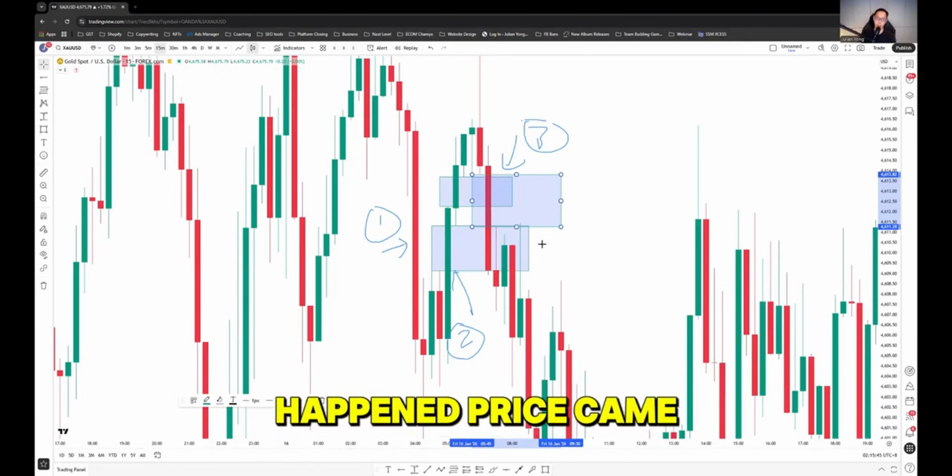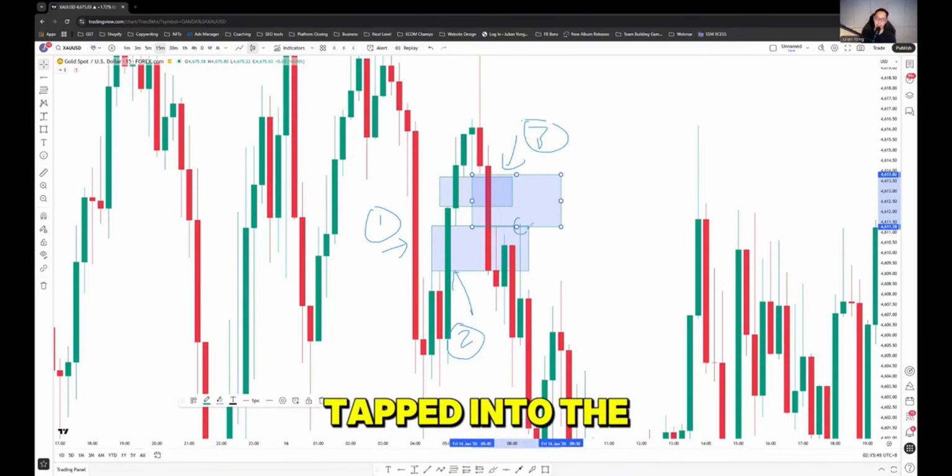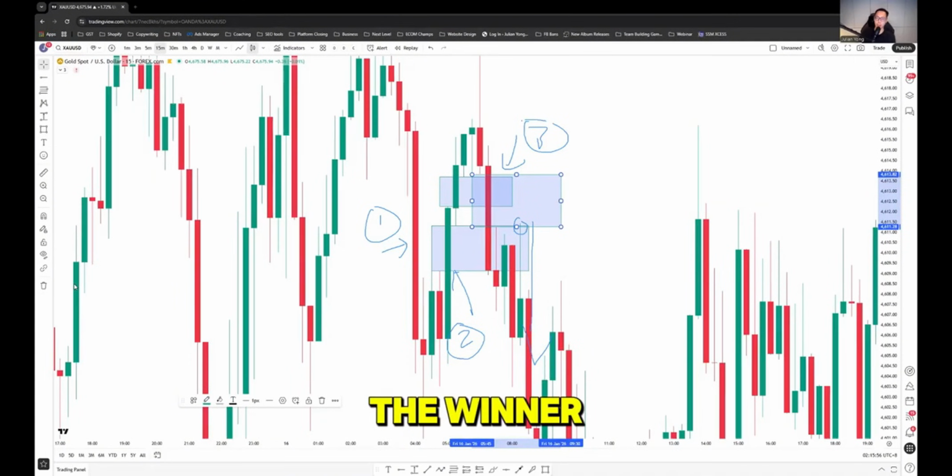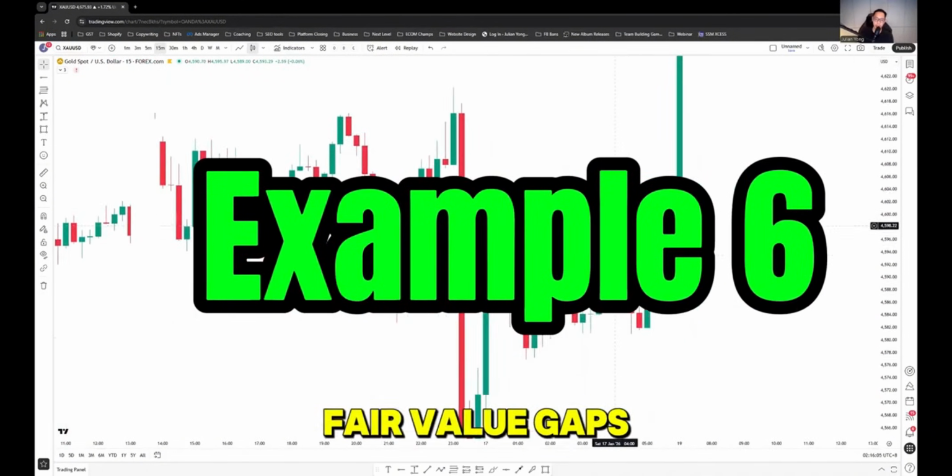Look at what happened. Price came in, tapped into the fair value gap, went all the way down. It came to the third fair value gap. The last one will always be the winner. Let's look at other examples of fair value gaps.